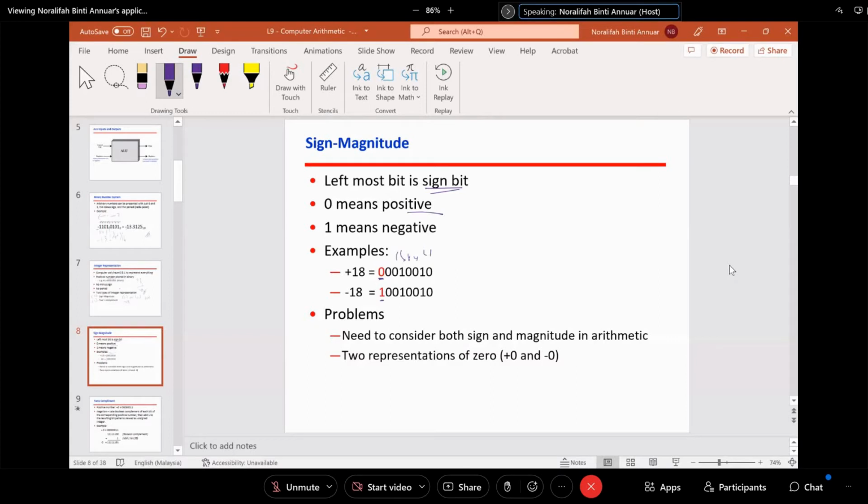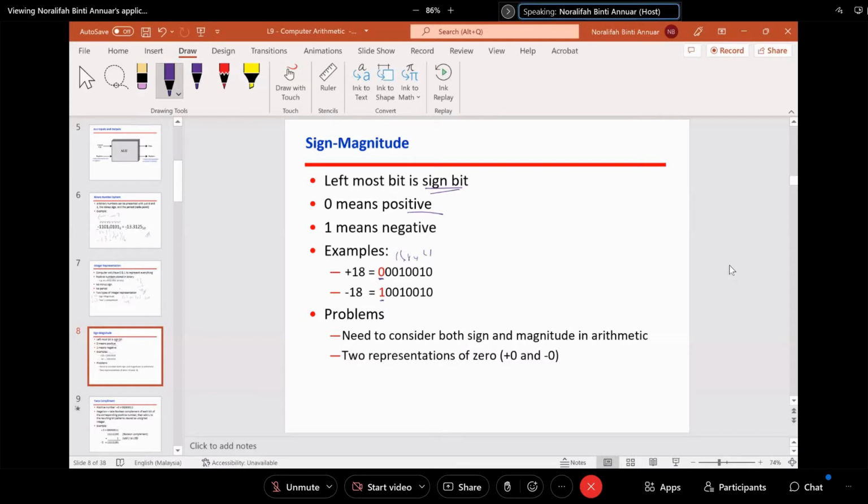So bila you nampak macam ni, maksudnya nilai ni tak akan dikira. You don't add it up. For example, 1 kan, you cannot add it up. So 1 is a sign bit, just telling the computer whether it's negative or positive. You tak akan masuk, tak kira.